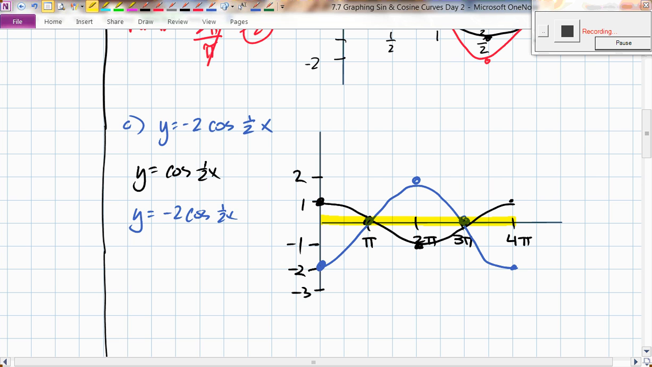Does yours match what mine got? Did anybody graph it on their calculator and get it to match out perfectly? A couple people did. Okay, great.